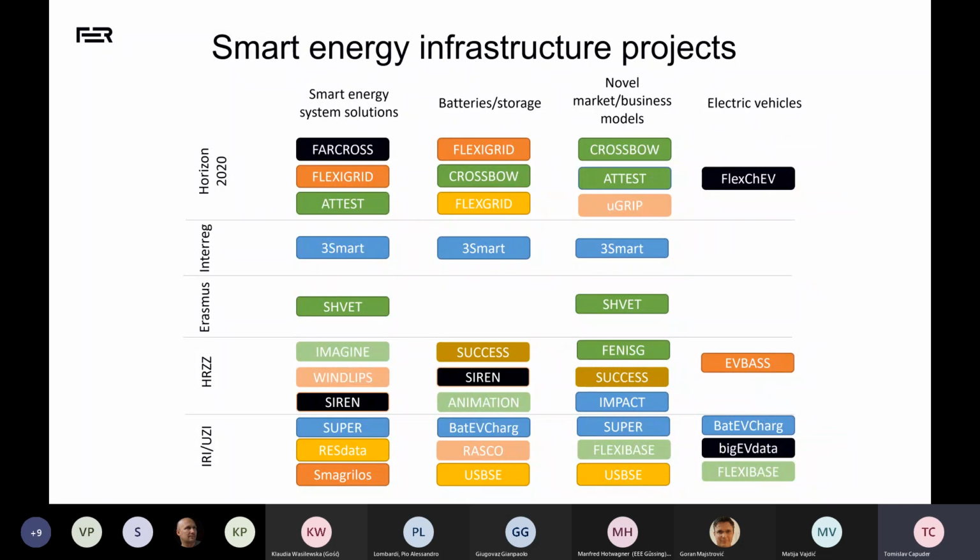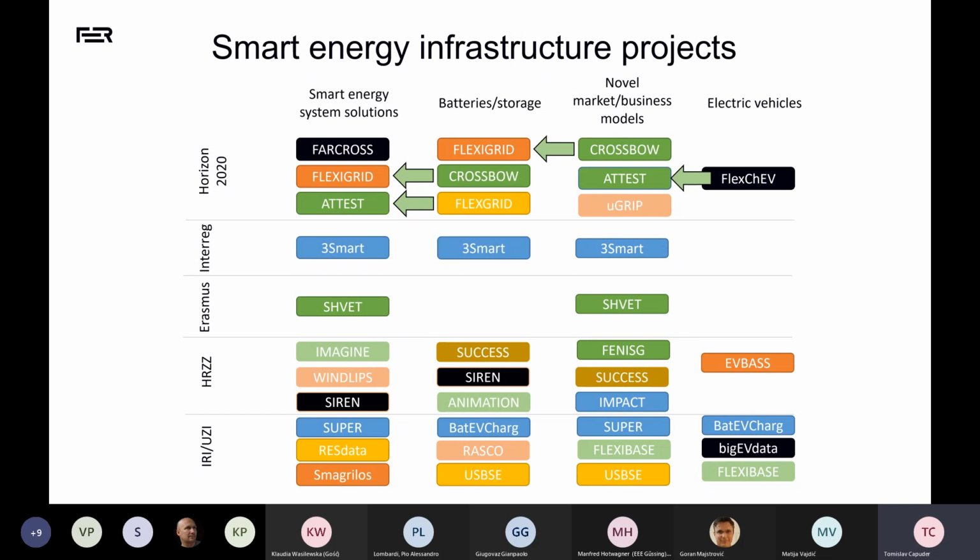And today I will focus mostly on these two projects. So the two projects coming from the Horizon 2020 funding program. As you can see, they are more or less structured in a similar way. They deal with the smart energy solutions. With this pillar, I'm trying to capture basically everything that has to do with the network infrastructure or with the integration of different energy vectors or sectors.